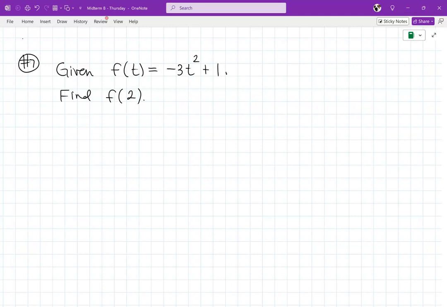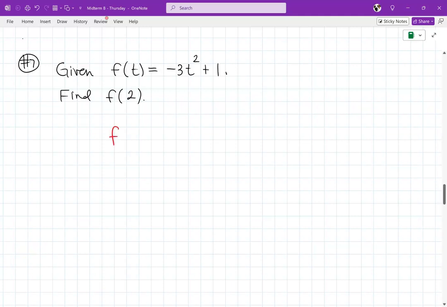All right, this one is also supposed to be very simple. All you're going to do is plug in a number. That's it. Okay, so given f of t equal to negative 3t squared plus 1, find f of 2. In other words, if you plug in a 2 into that little equation, what do you get?